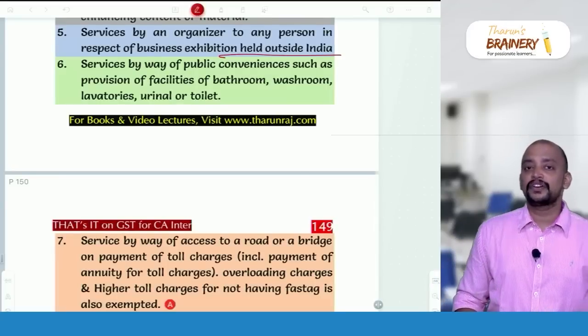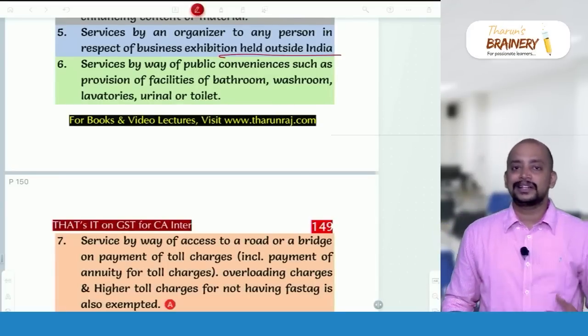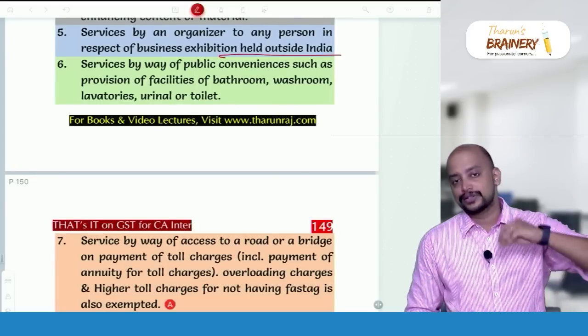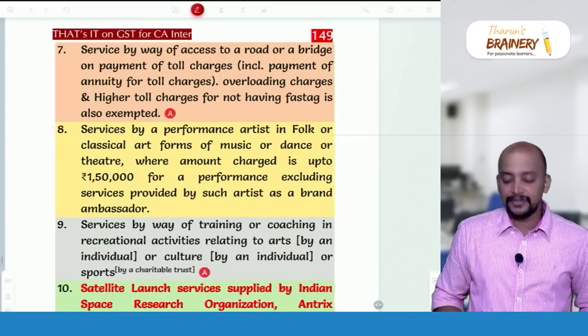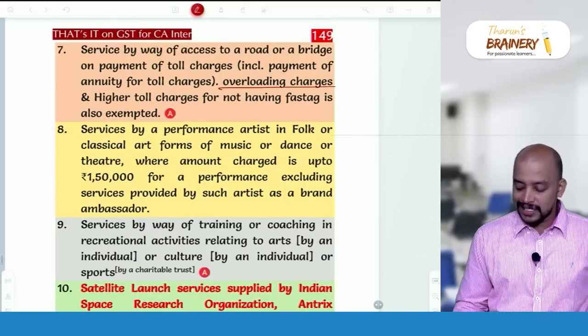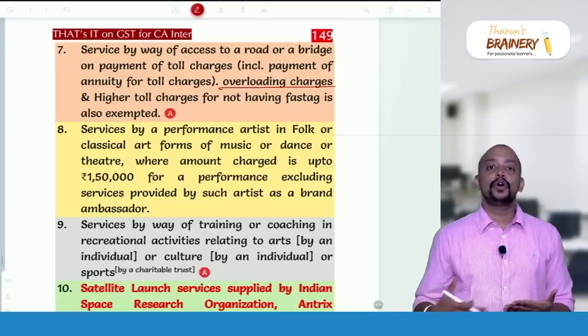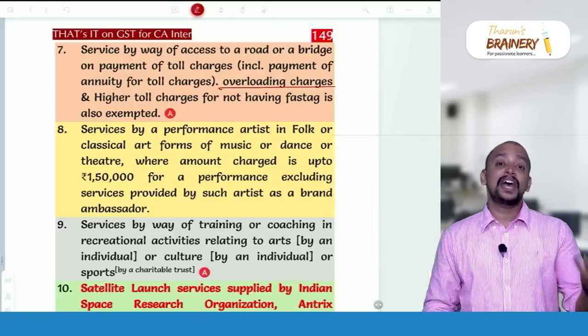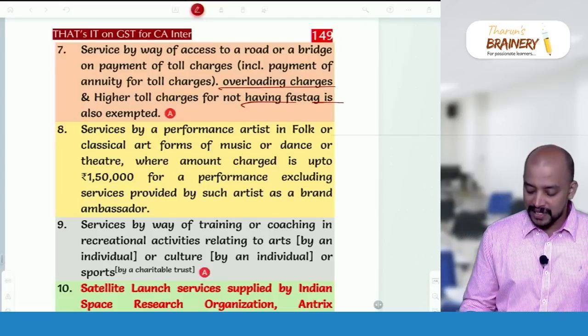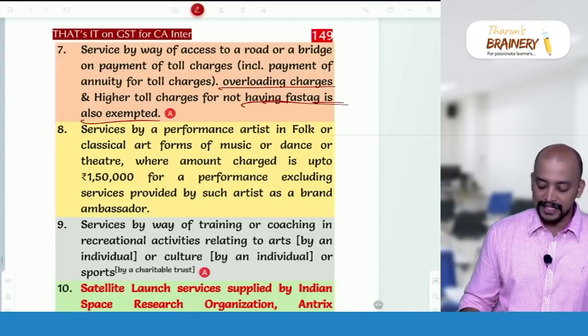Then services by way of lavatory, urinal, etc. So that public toilets, so that money collected is also exempted. Then toll charges, already we have discussed, and including overloading charges. So in case of lorries, when they overload beyond the capacity, they need to pay extra charges, that is also exempted. And not having this FASTag, we need to pay some extra charges, even that is also exempted.